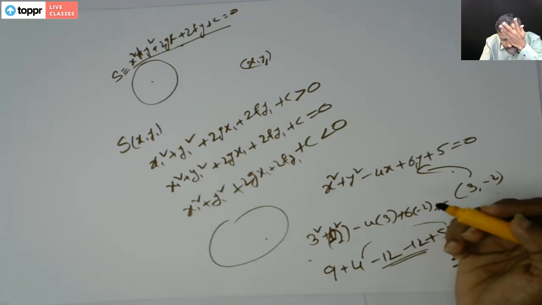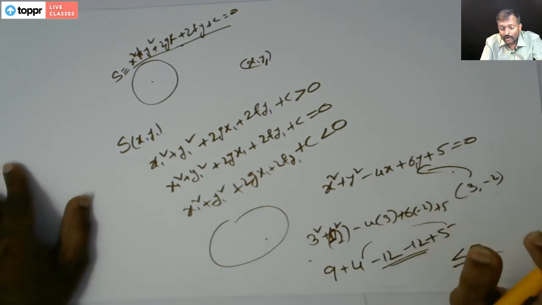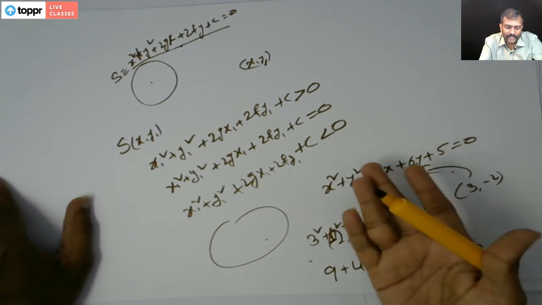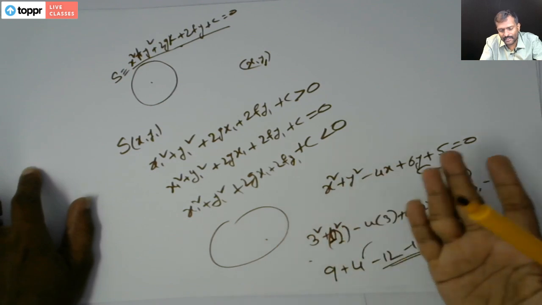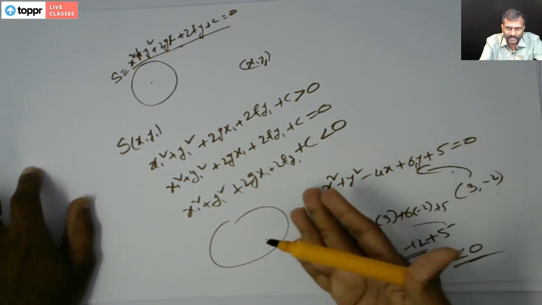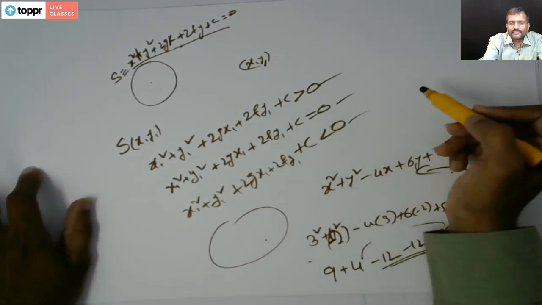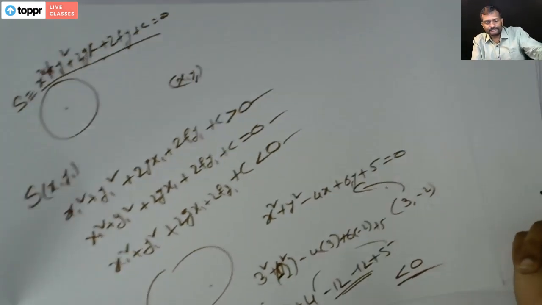So you just need to substitute the value of that particular point. Take the x1 value and y1 value, place them in the circle's equation, and see whether it is falling inside or outside by just checking these 3 conditions. Okay.